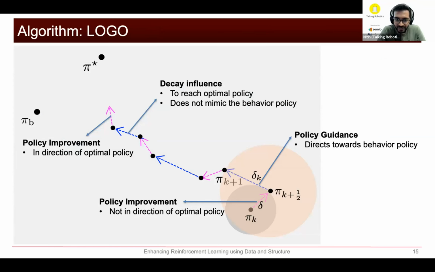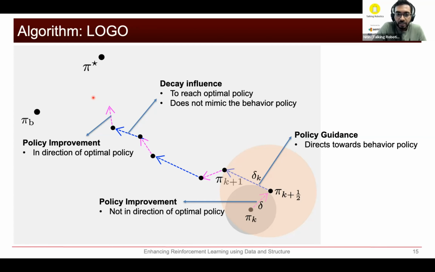So the policy guidance happens towards the behavior policy, and the policy improvement is like a TRPO update based on whatever you have right now, right? Correct. So what would happen if you swap those two? Is that what BC TRPO does? No, BC TRPO warm starts. You just warm start with BC, and then you do TRPO after that.